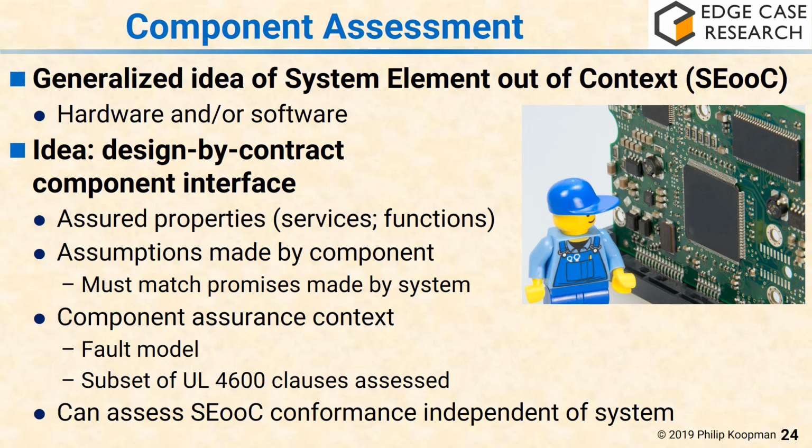And given those assumptions, the component vendor can say, okay, fine. As long as you meet those assumptions for keeping me fed and happy, I promise to provide you the following services. And there's also some context, for example, the fault model used in the assurances by the component vendor. And the component probably doesn't meet all of 4600 clauses. It probably only meets some, so you have to document which clauses you were assessed against and which you were not. But the result is a conformance report that says, if you provide me the following environment in your system, I promise to do the following things, and I was assessed according to the following subset of 4600.